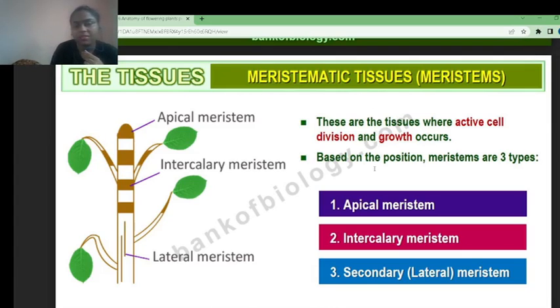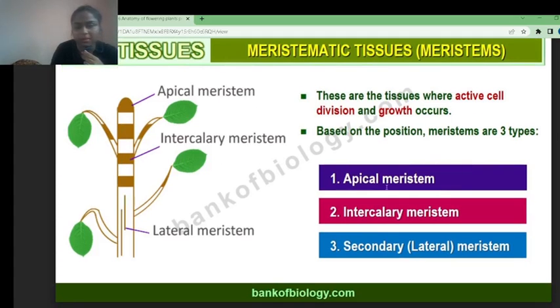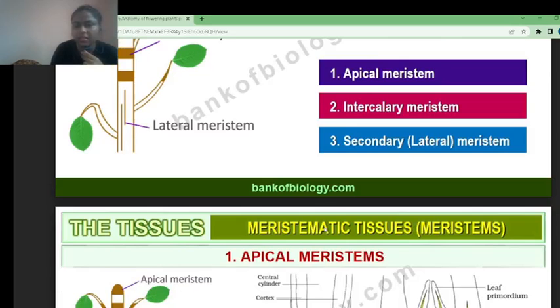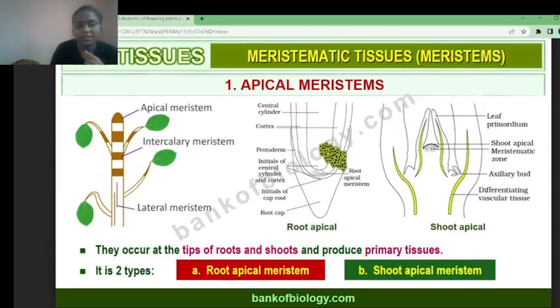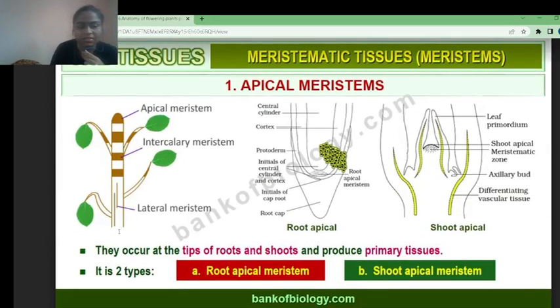Based on the position, meristems are of three types: apical, intercalary and secondary lateral meristem. First we'll study apical meristem. They occur at the tip of the root and shoot and produce primary tissues. So this is generally present at the tip of the root and shoots. You can see this is the root apical, at the end of the root, and this is the shoot apical. Both are meristematic tissue.